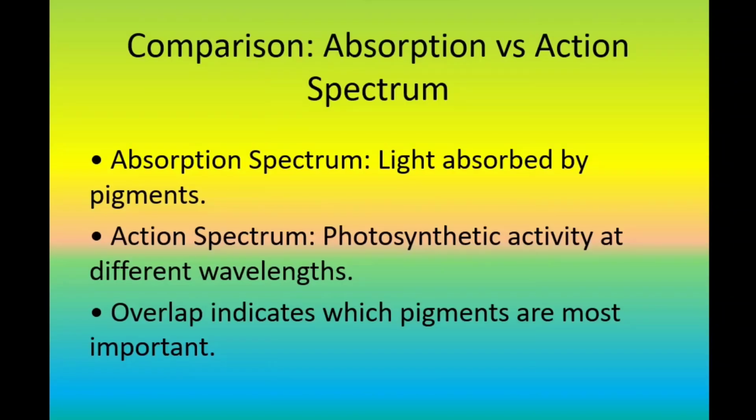So here I am giving you a comparison between the absorption and action spectrum. As I told you, absorption spectrum is just showing you the light absorbed by the different pigments, whereas action spectrum will reveal the photosynthetic activity at different wavelengths, or at which wavelength the photosynthesis is high. So let's also check out its graph.